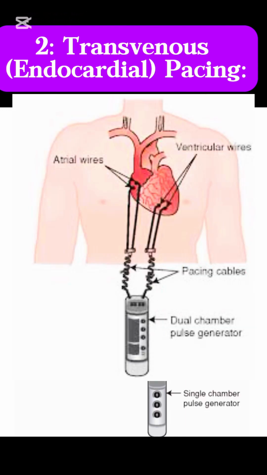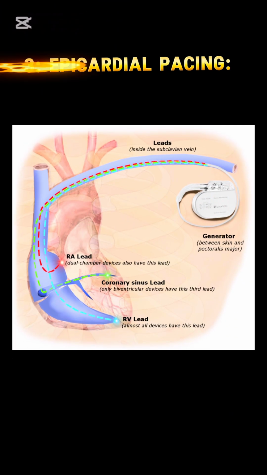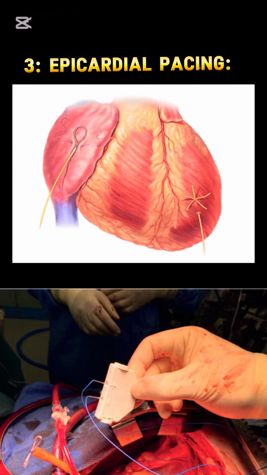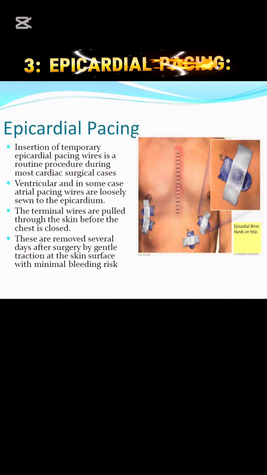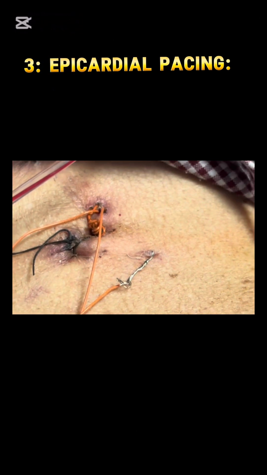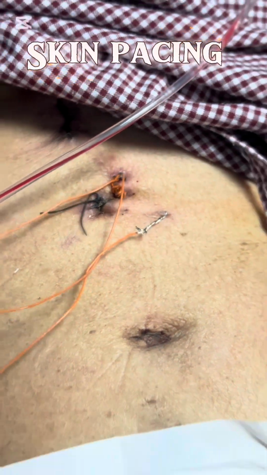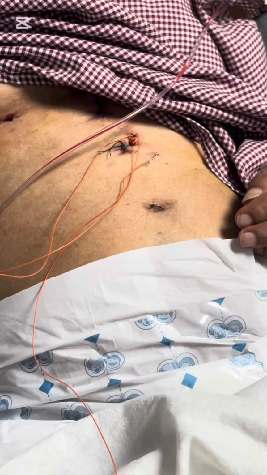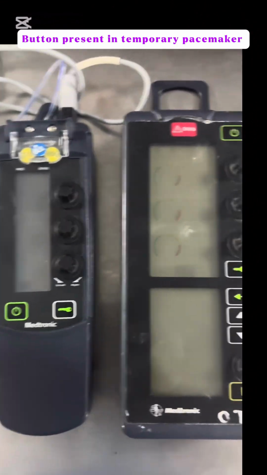And let's talk about epicardial pacing. Here, pacing leads are attached to the epicardium, so it delivers electrical impulse directly into the atrium or the ventricle. These leads are placed during cardiac surgery, and they can be removed through the chest wall. Sometimes pacing doesn't capture, and at that time we use skin pacing, and skin pacing is quite painful compared to the others. Now let's talk about the buttons present on a temporary pacemaker.